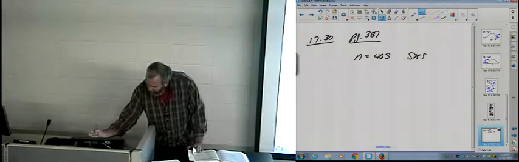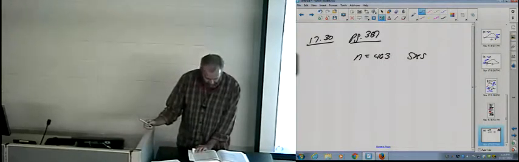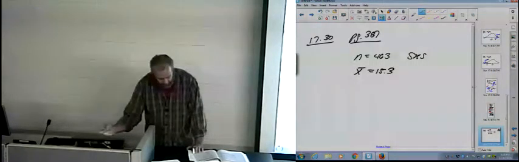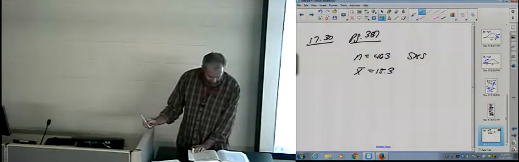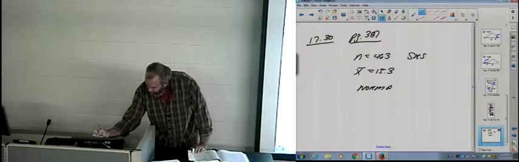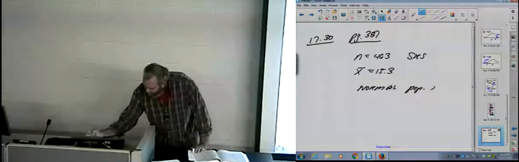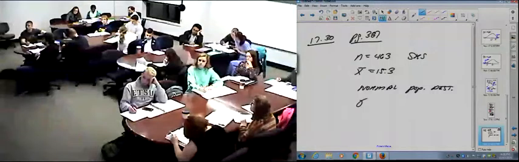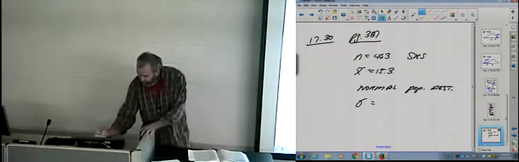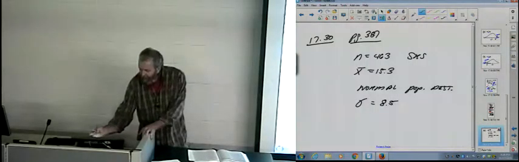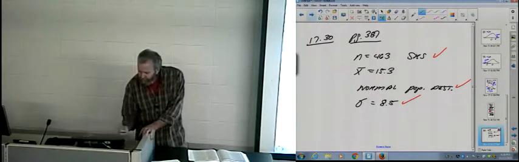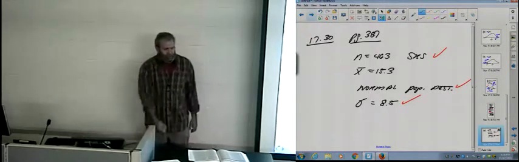The problem we're looking at now tells me it's an SRS. It gave me an X bar, which was 15.3. It says, suppose that we know that the study time followed a normal population distribution, and that sigma is equal to 8.5. Okay? I'm going to check these. There's your conditions. They added in a simple random sample in chapter 17.